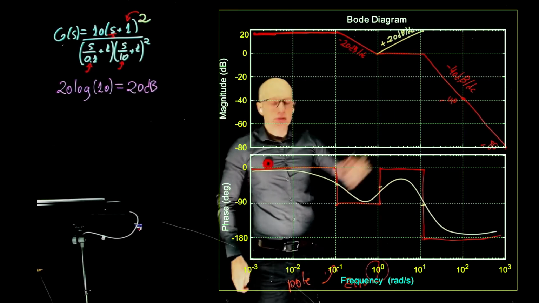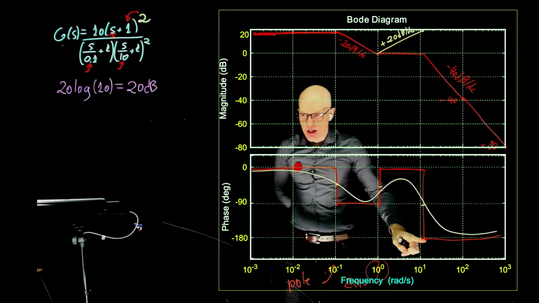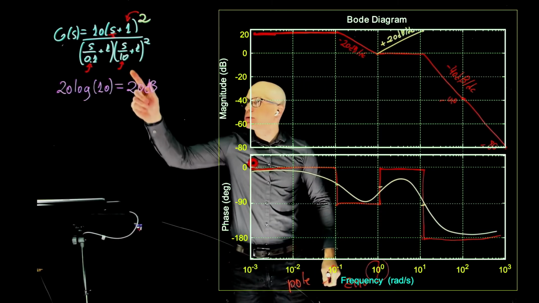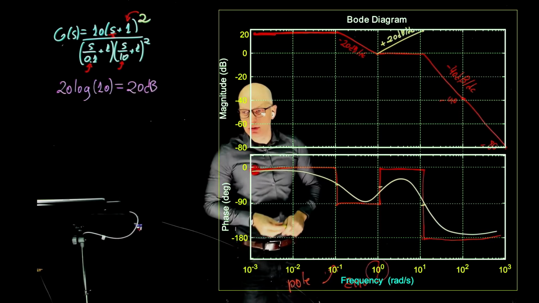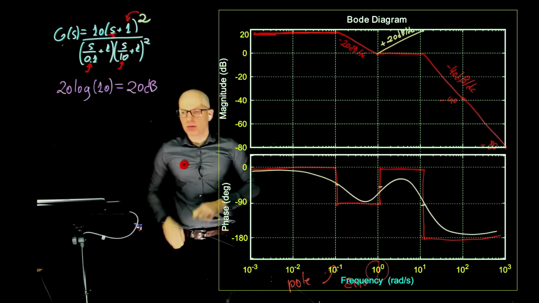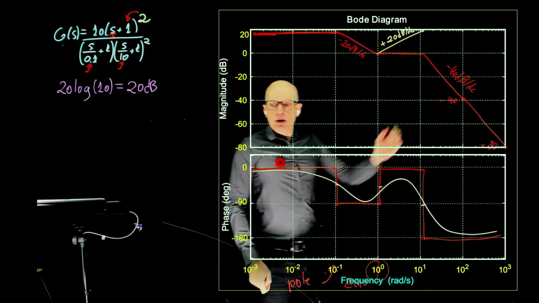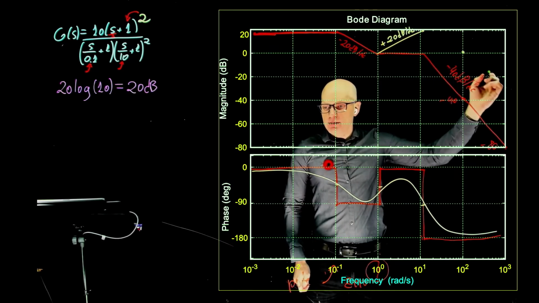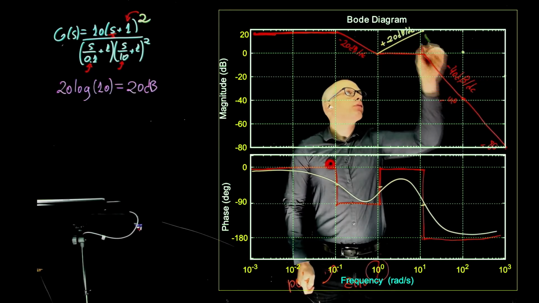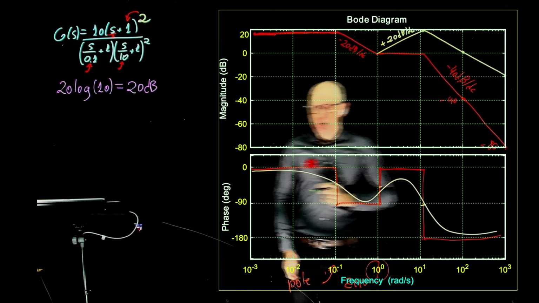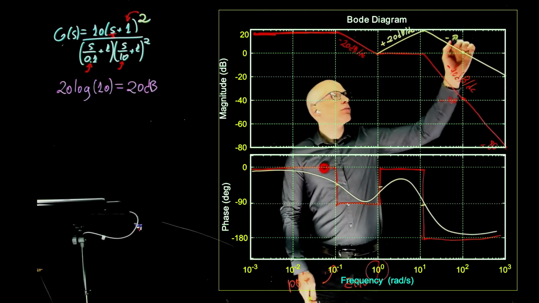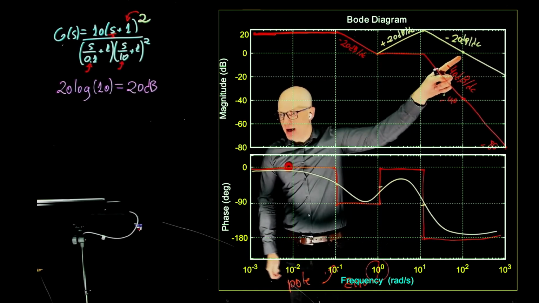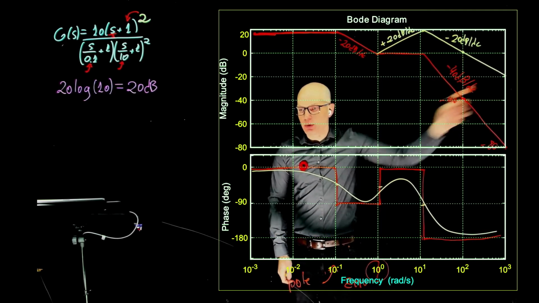And what happens next? Now we are at 10 radians per second, two poles, excuse me, two poles. What happens to the slope? The slope will just become negative 20 dB per decade. Exactly. The slope together that is now 20, we add negative 40 to it. It becomes negative 20. And here we go back to 0, and here we are at negative 20 now.